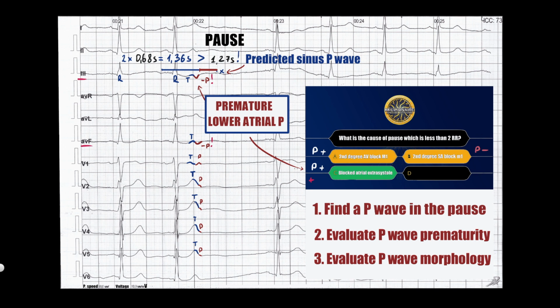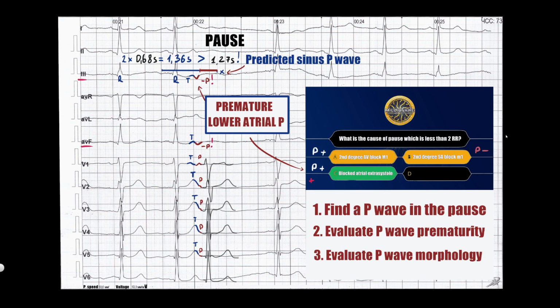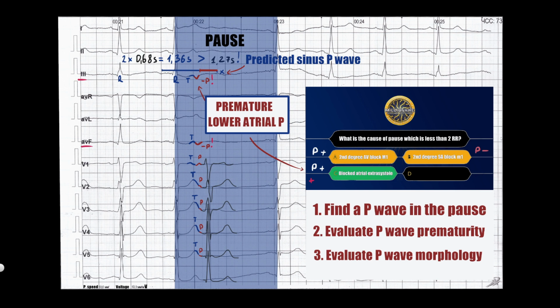The extrasystolic P wave is blocked in the AV node due to its refractory period. Consequently, this pause is an incomplete compensatory pause. That is the criteria of atrial extrasystole.